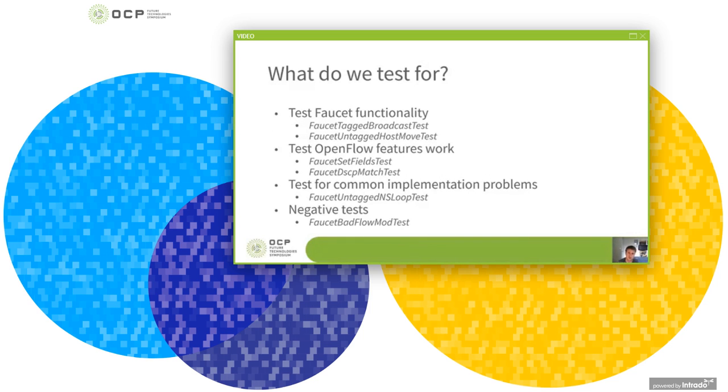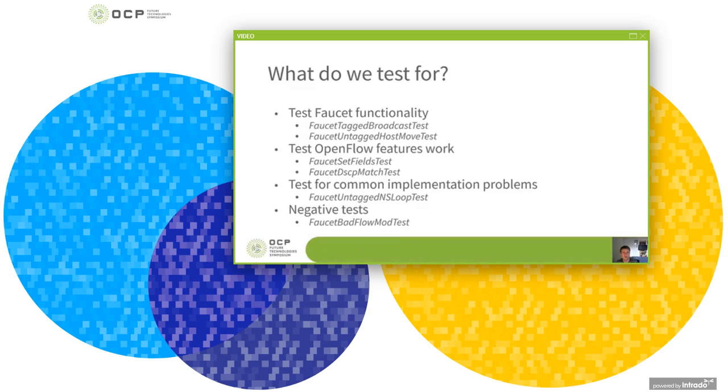So what kind of things do we test for? Namely, we started by testing actual Faucet functionality to make sure we don't get it wrong. We test that broadcast only goes inside the same VLAN domain and doesn't go between VLAN domains. We test that hosts can move between untagged ports, and that all works. But then we've also added over time OpenFlow feature tests, where set fields lets you change a part of the packet that you can match on, say, the DSCP bit and that kind of thing. These are just examples of the tests that we've got.